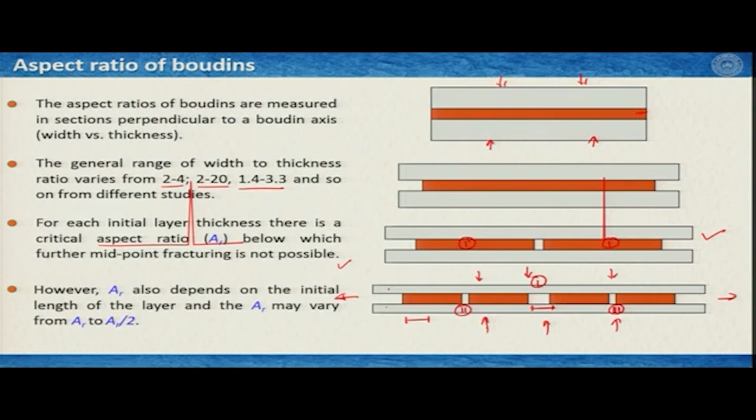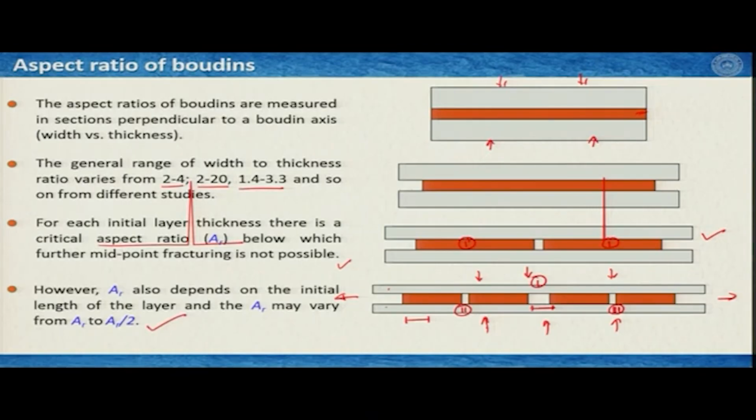So, depending upon the initial length of the layer segments in a transverse section, the final boudin aspect ratio may range between the original critical aspect ratio, which is AR, to AR by 2, as it is written here.